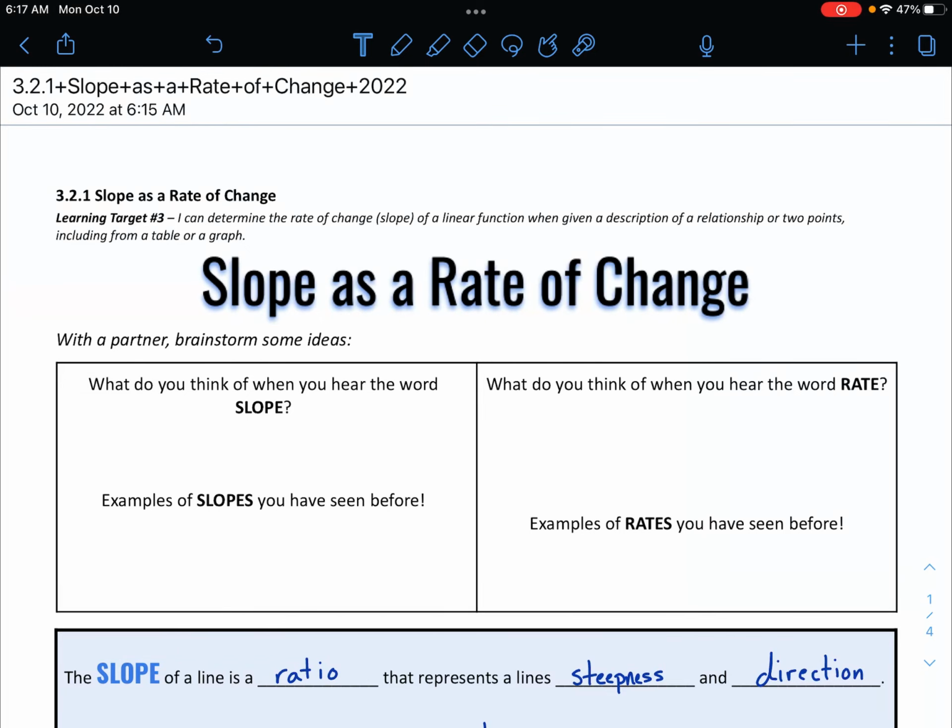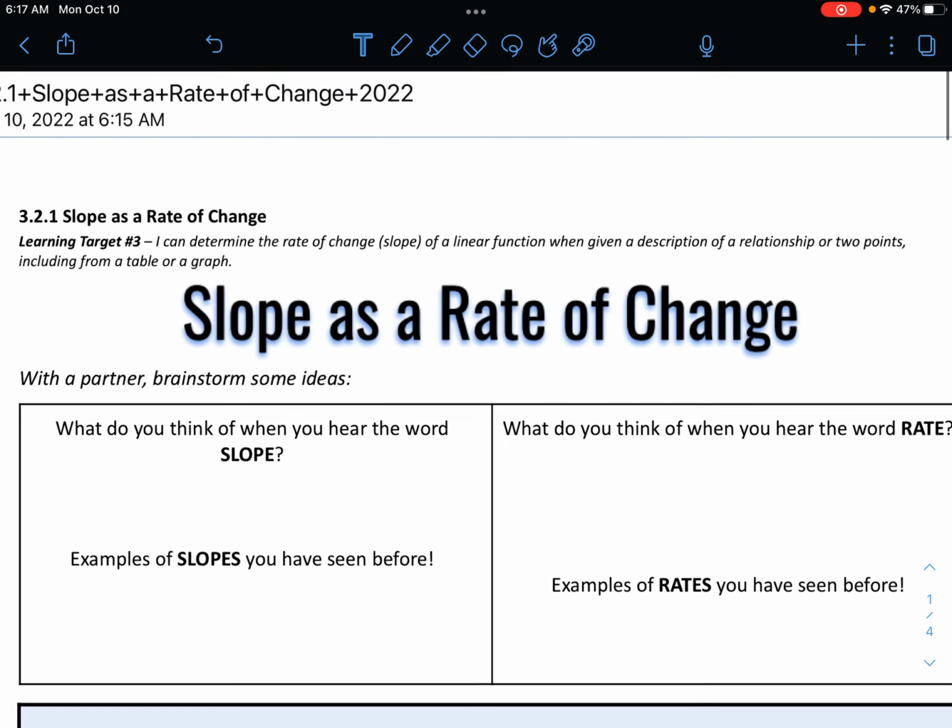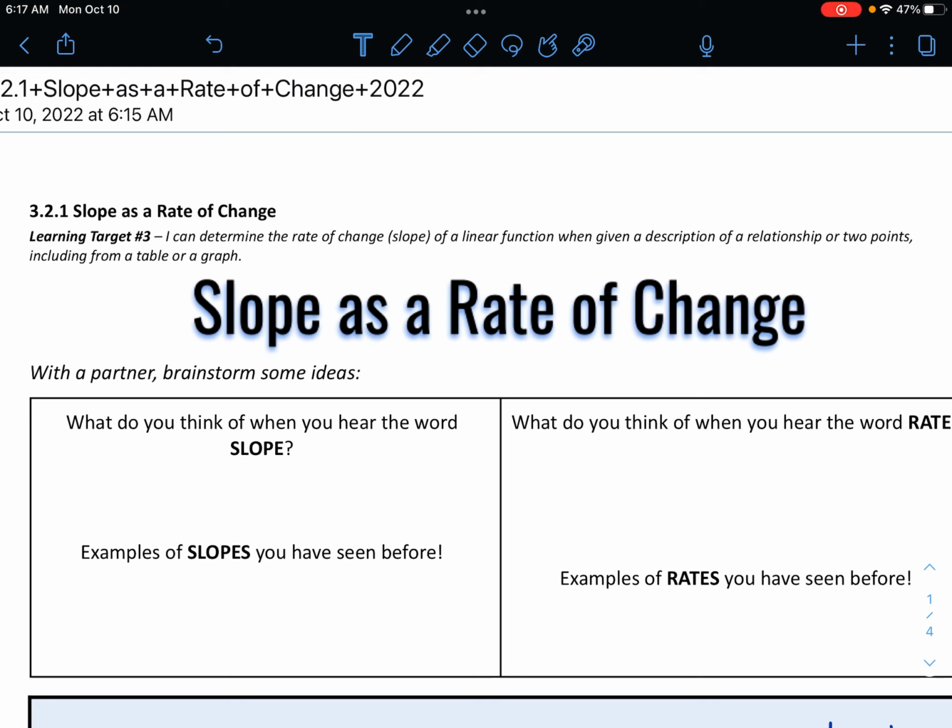Okay, let's get right into 3, 2, 1. Slope as rate of change. First thing I want you to do though, let's pause this, and I want you with a partner to brainstorm some ideas. And I want you to think of the word slope that you learned last year, right? What do you think of when you hear the word slope?